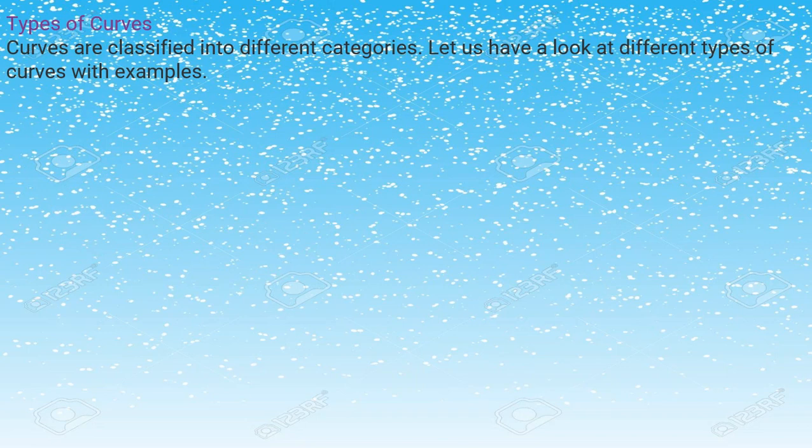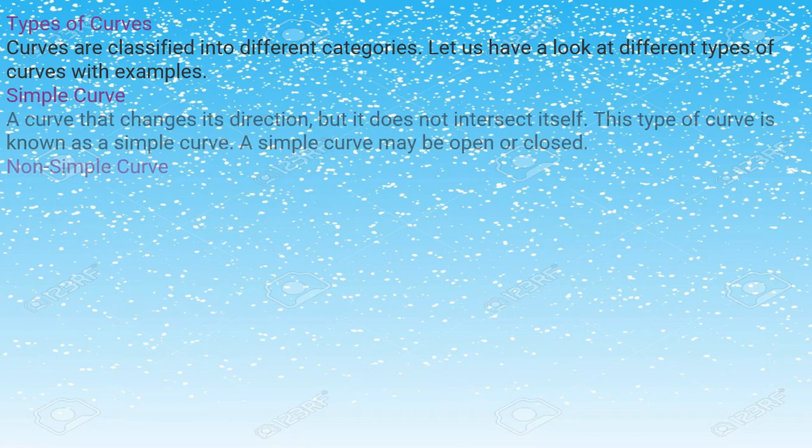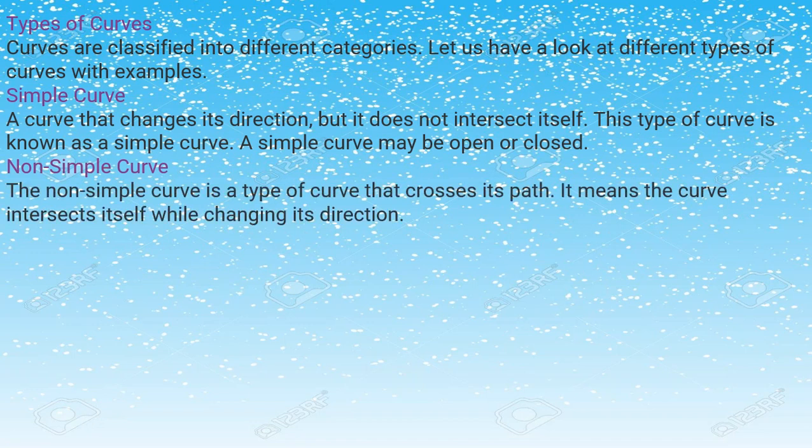Now we have some types of curves. They are classified into different categories. Let's take the types. Simple curve: a simple curve changes its direction but does not intersect itself. It may be open or closed, but it will not intersect itself. And non-simple curves are curves that cross their own path, that means they cross themselves.